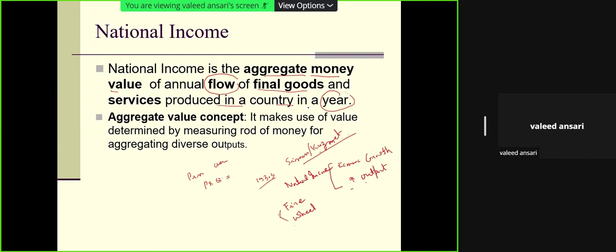In economics, we give examples: water in a reservoir is a stock concept, water in a river is a flow concept, distance from Aligarh to Delhi is a stock concept, and the speed at which you travel is a flow concept. So national income is measured during a specific period, that tells us what has been the income of final goods and services.